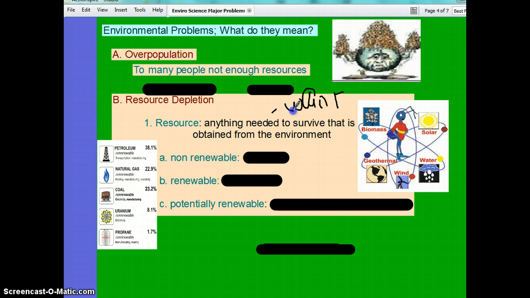Because some resources you do not need to survive. You just want them and are used to having them, and then you would have to learn how to adjust your life without them. Anybody know what I'm referencing? That we're going to have to adjust our life without it?